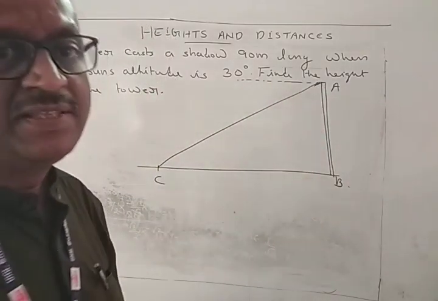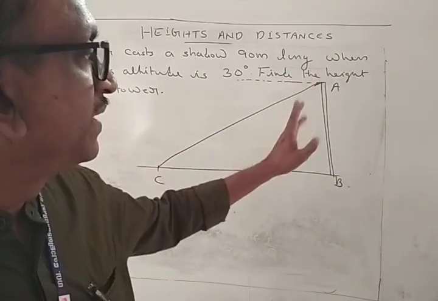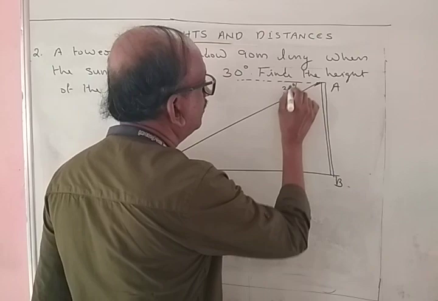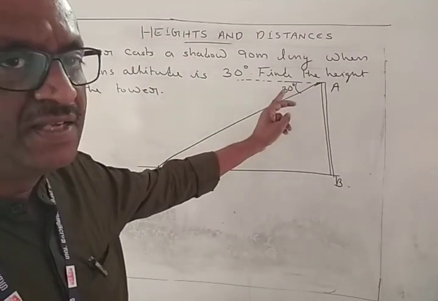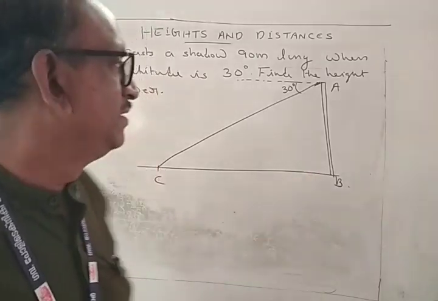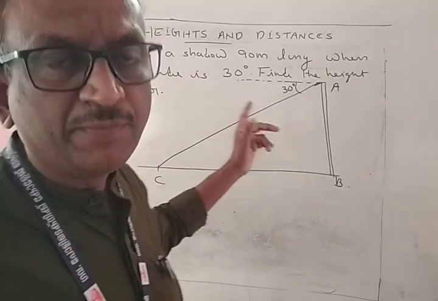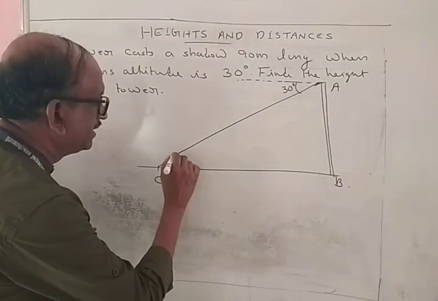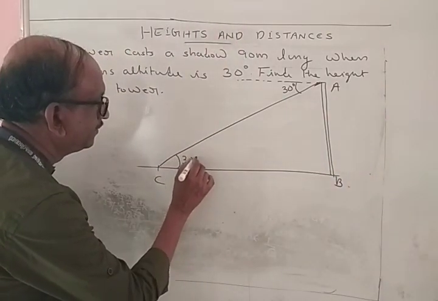Sun's altitude is 30 degrees. Therefore, the angle of depression is 30. Here, 30 degrees. These two angles are the same because they are alternate interior angles. We studied the properties of alternate interior angles in the lower classes. Therefore, this angle is 30 degrees.